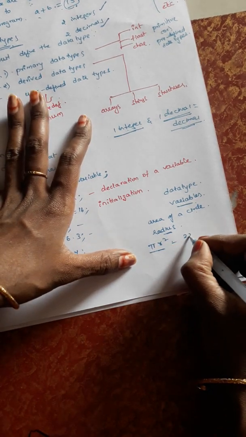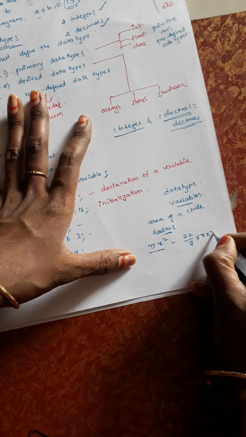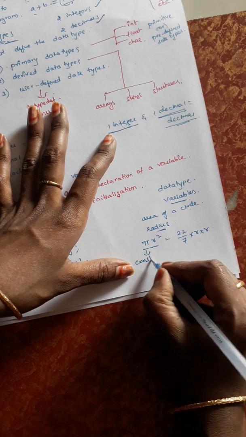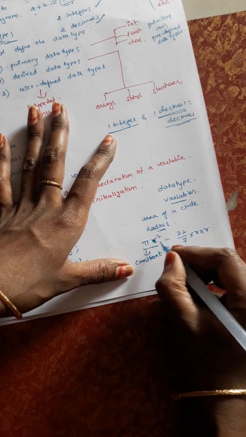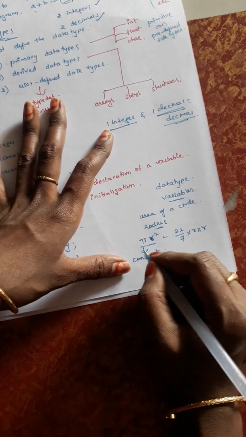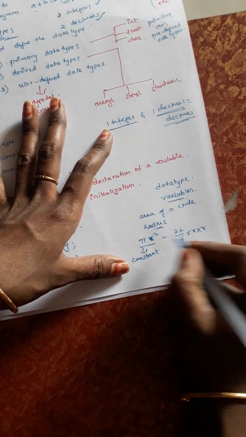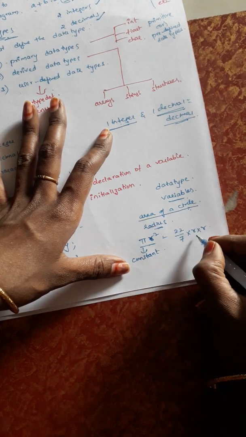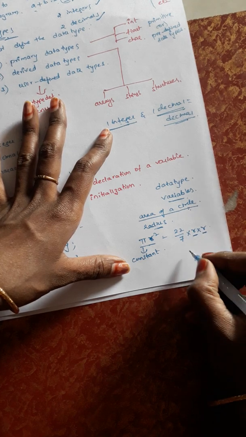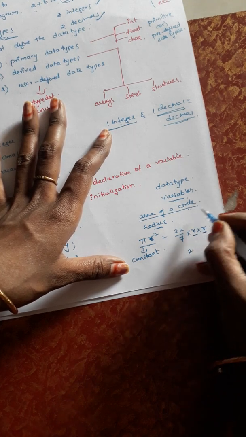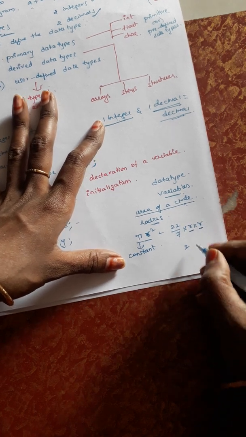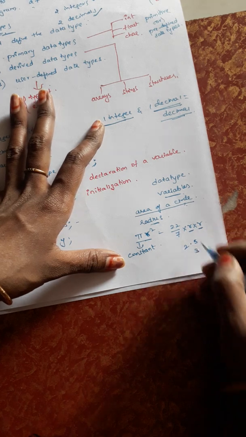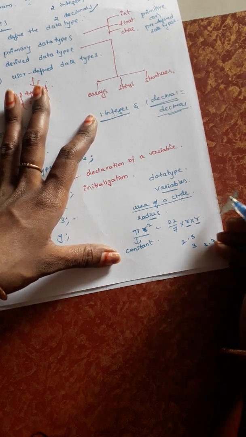So what is the pi value? 22/7, into r into r, radius. This pi is a constant. Is radius constant? No. So the value of the area of a circle depends upon the radius, which changes. First we give the radius 2, and we get one answer. If we give the radius 2.5, we get another answer. If we give the radius 3, we get another answer. If we give the radius 3.2, we get another answer.